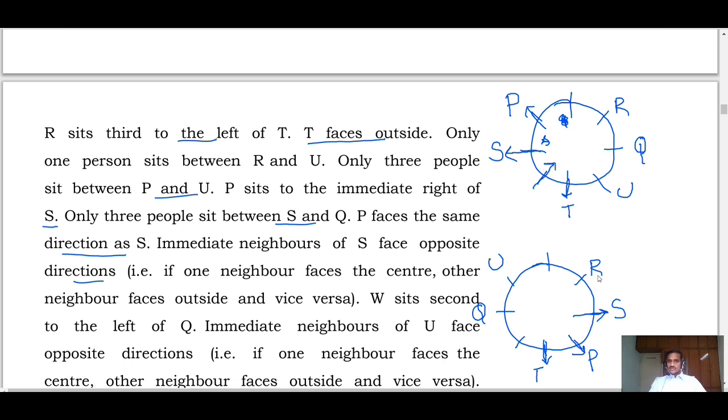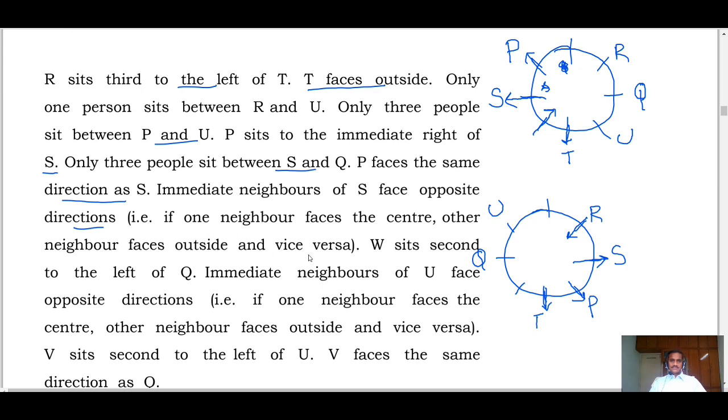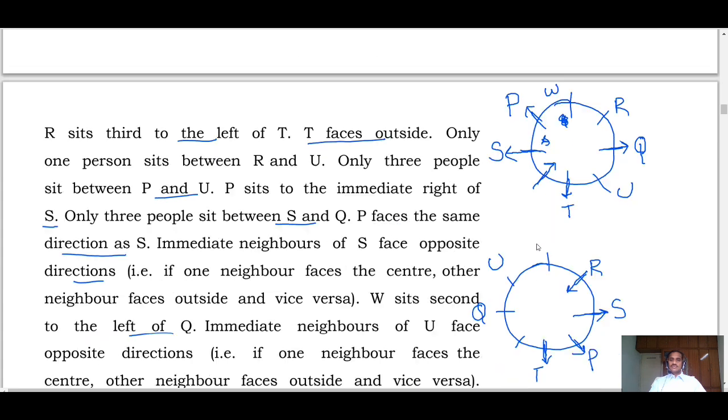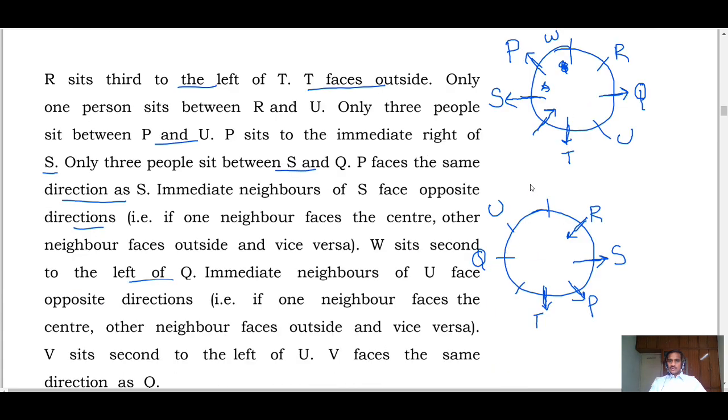Immediate neighbors of S, P and R, are opposite. P is away, hence R must be towards the center. Next one, W sits second to the left of Q. As Q is here, W must be here. If W is here, Q must be away from the center. Then only W sitting second to the left of Q is possible. Now W sits second to the left of Q, W is here, and Q must be facing towards the center.